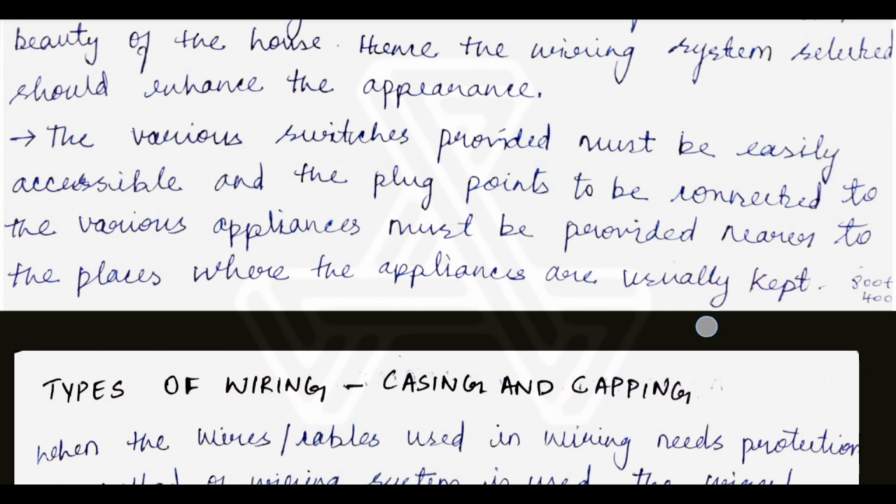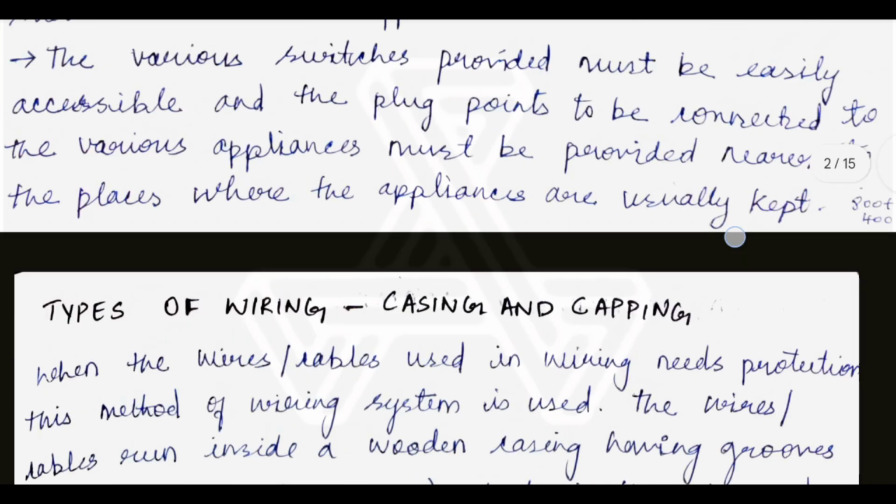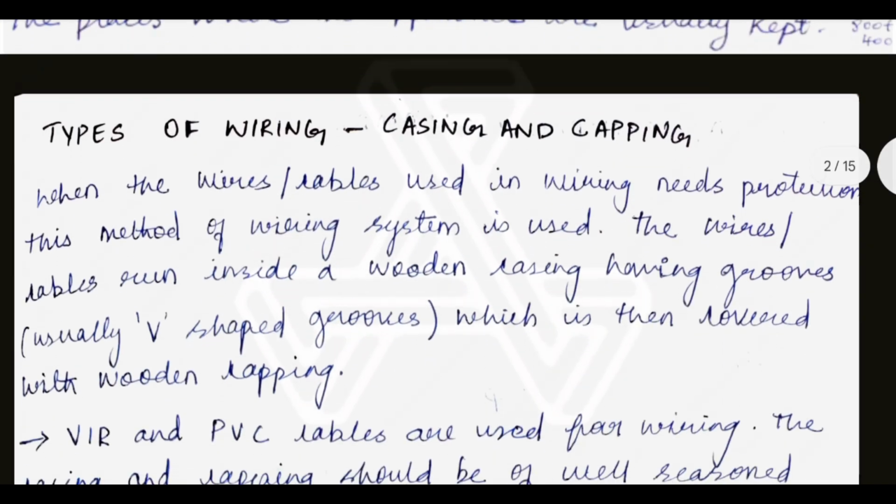The various switches provided must be easily accessible, and the plug points to connect the various appliances must be provided nearer to the places where the appliances are usually kept. Types of wiring: casing and capping.